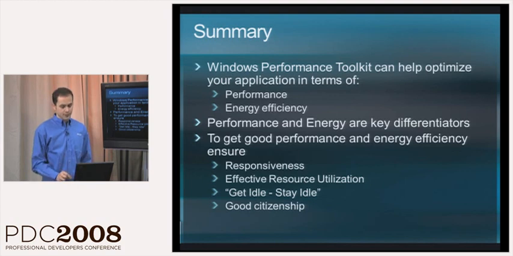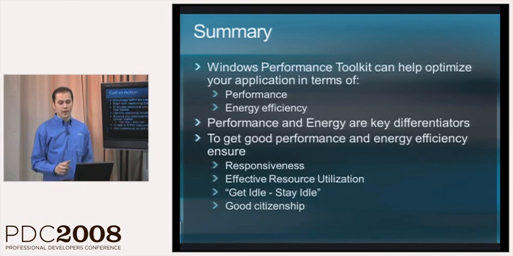preferred by customers. And to get good performance and good energy efficiency, you really have to concentrate on three tangible aspects, and that is responsiveness, effective resource utilization, not using more than you need, and as far as the energy, getting idle and staying idle. Overall, this means being a good citizen. It means not using more than you have to, not littering the system, and being always responsive to your end user.